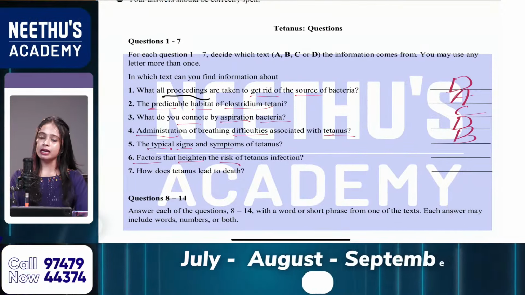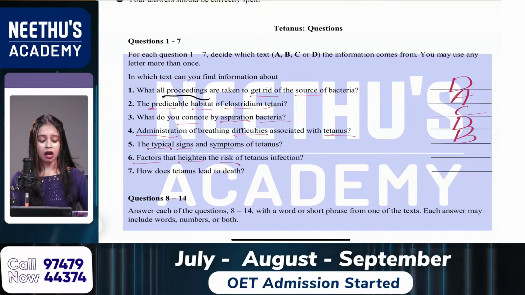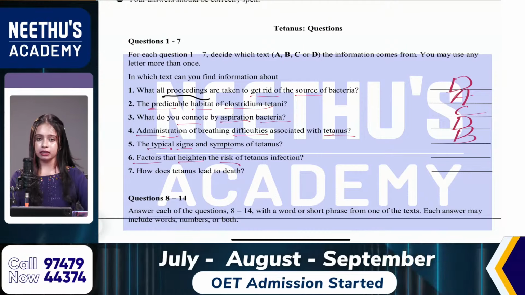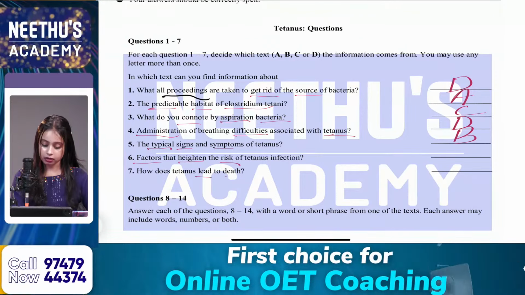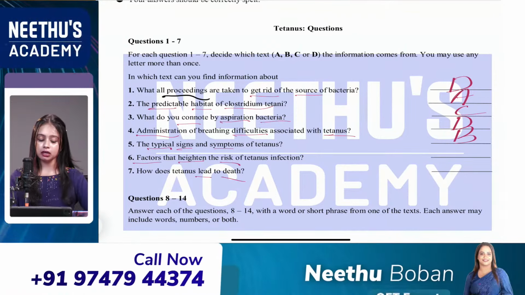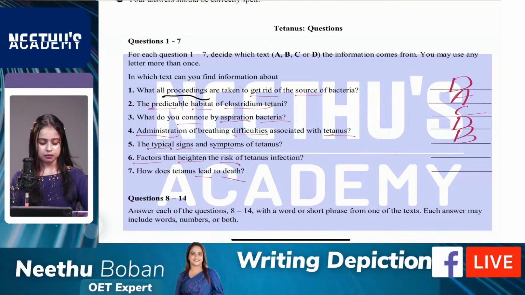Okay, so now the last one, how does tetanus lead to death? So my keywords are lead and death. So what are your keywords?